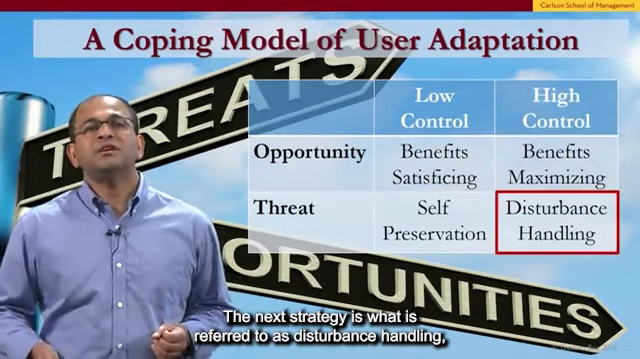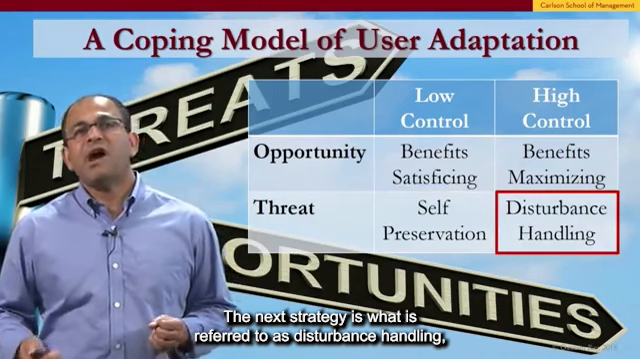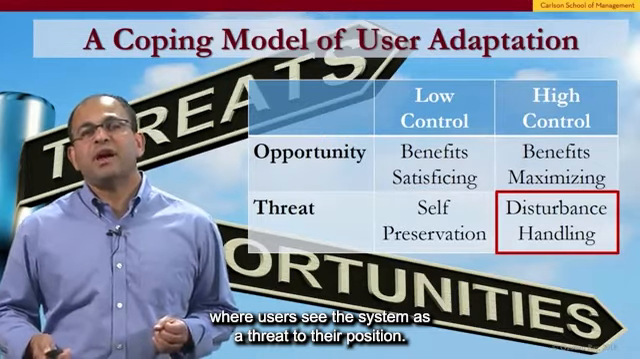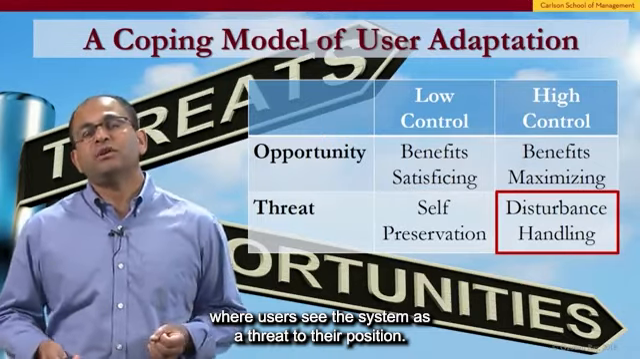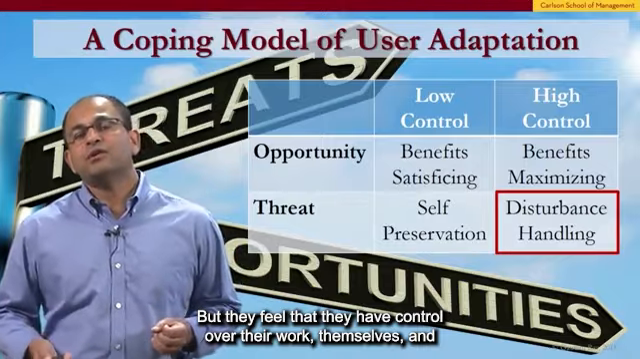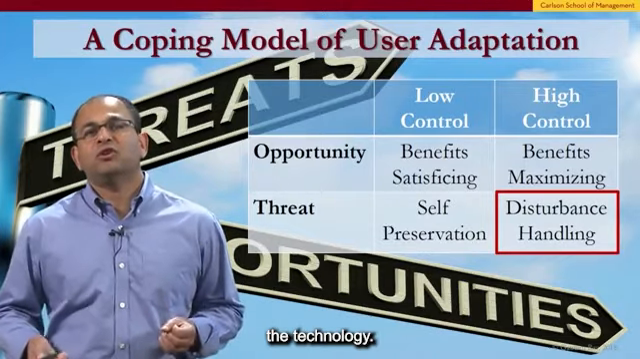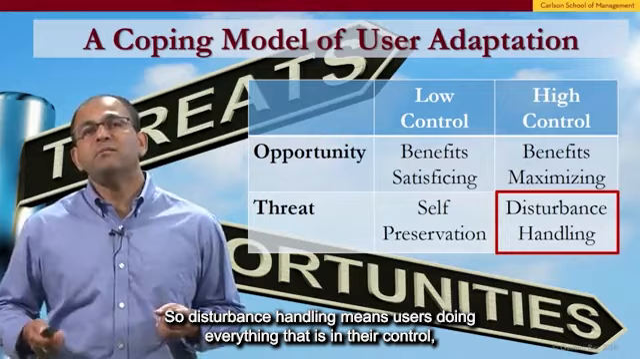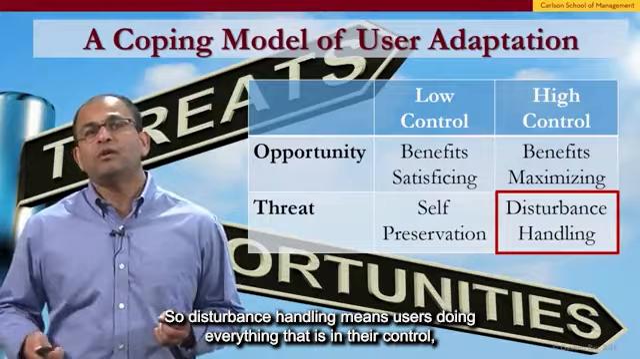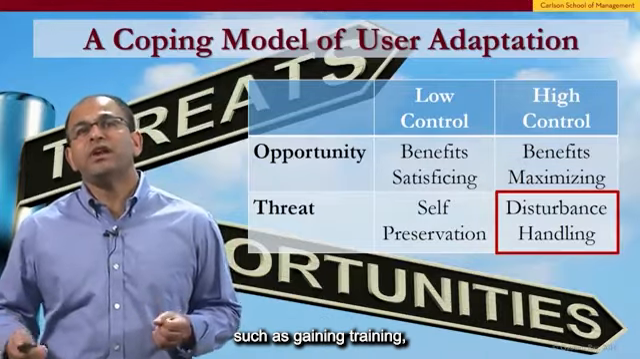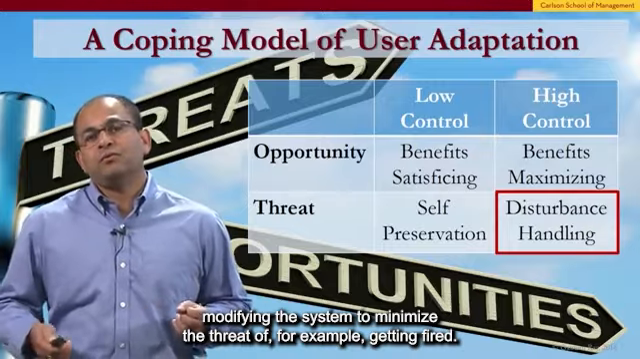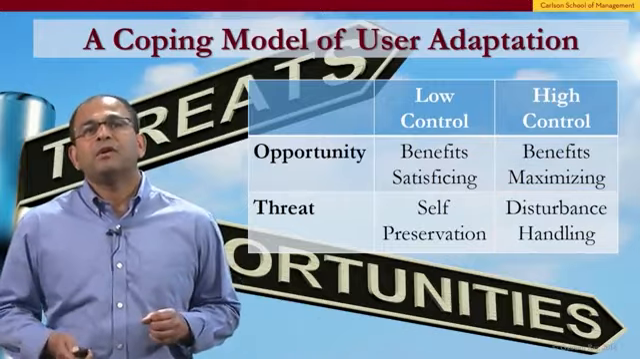The next strategy is what is referred to as disturbance handling, where the users see the system as a threat to their position, but they feel that they have control over their work, themselves, and the technology. So disturbance handling means users doing everything that is in their control, such as gaining training, modifying the system to minimize the threat of, for example, getting fired.